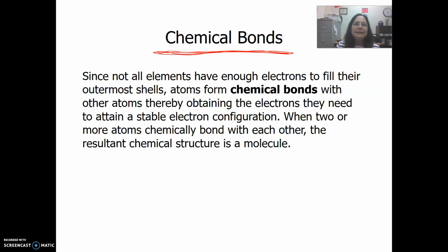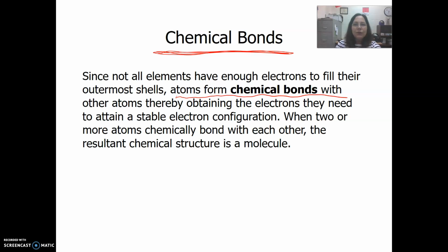Okay, so it says, since not all elements have enough electrons to fill their outermost shells, like I gave you the example of calcium. Calcium only had 2 in its outermost shell, and chlorine only had 7. Atoms will form chemical bonds in order to satisfy the octet rule, in order to become chemically stable.